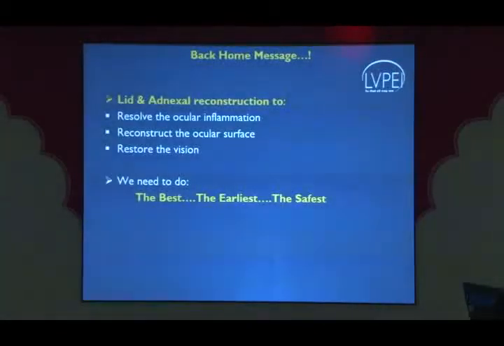So the take-home message would be our aim has to be to resolve the ocular inflammation by reconstructing the ocular surface in order to restore the vision. So what we need to do is to do what is best in your hands, at the earliest. Don't wait for something to heal and then do, and do the safest. Don't keep trying different techniques. Whichever is the best, you should do it at the right time.